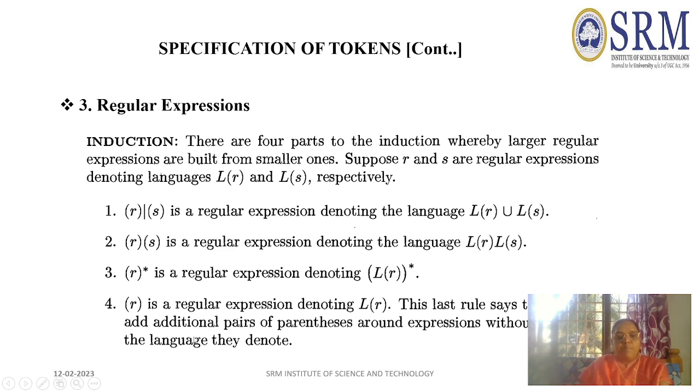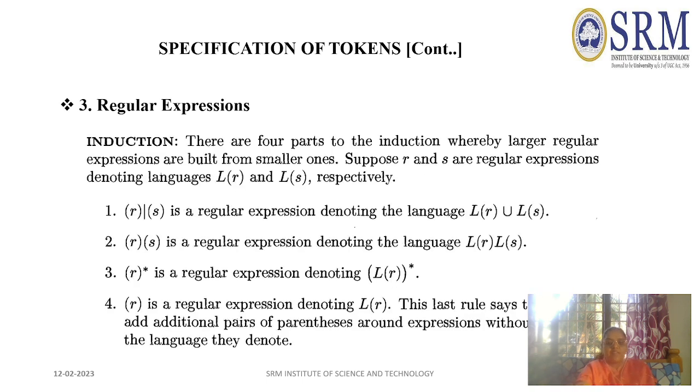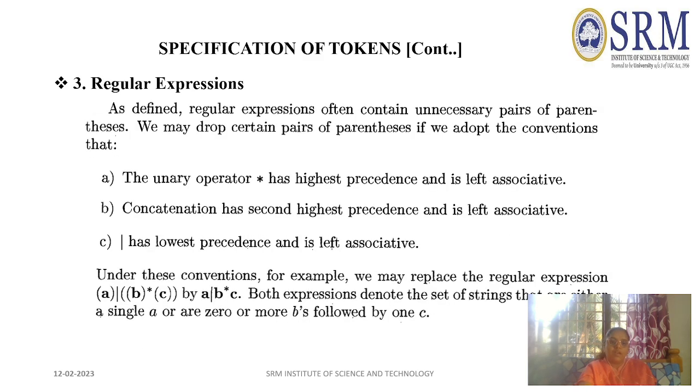So these are the examples of induction given under regular expressions. Regular expressions can have unnecessary pairs of parentheses, because parentheses are allowed in the induction. So we may drop certain pairs of parentheses if we adopt the convention that the unary operator has the highest precedence and is left associative. So these are the priorities they have given.